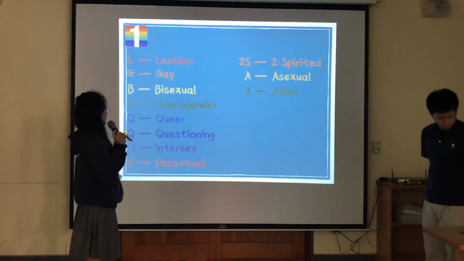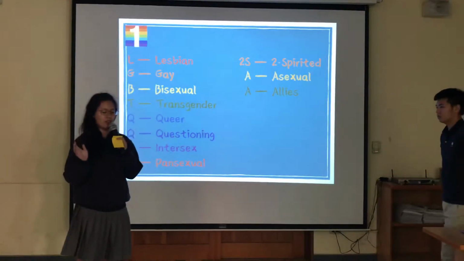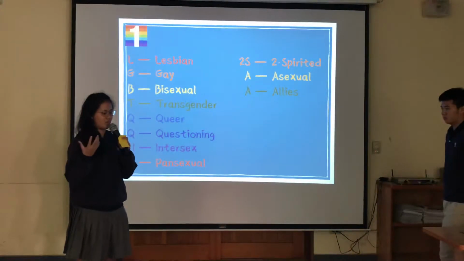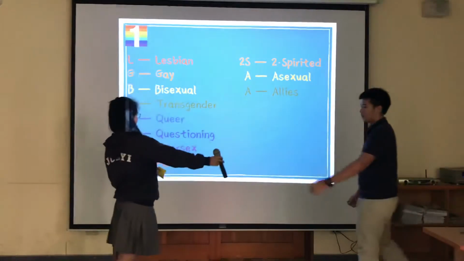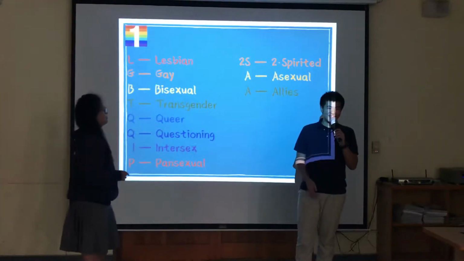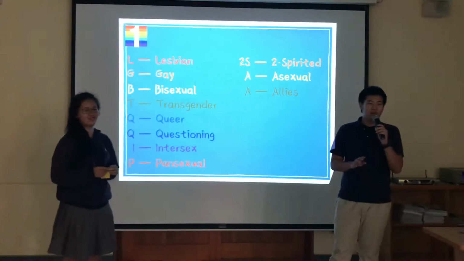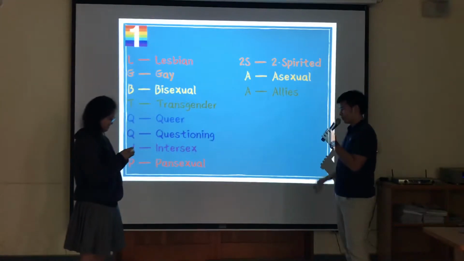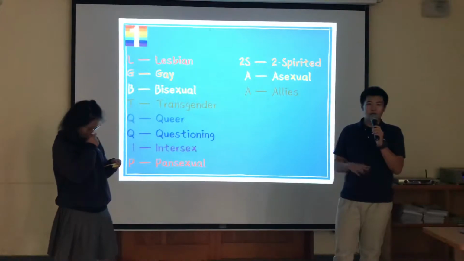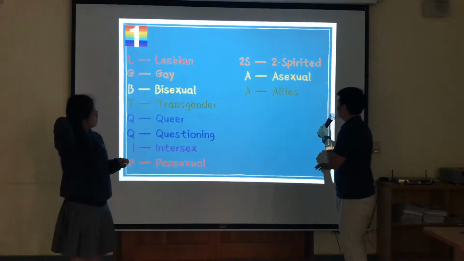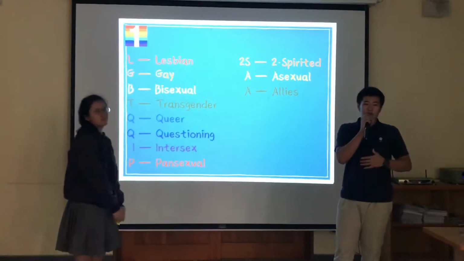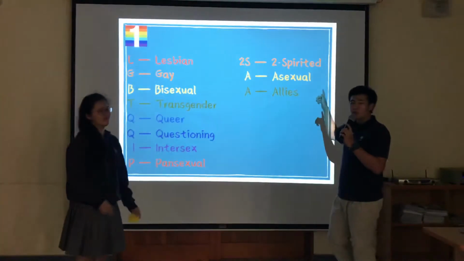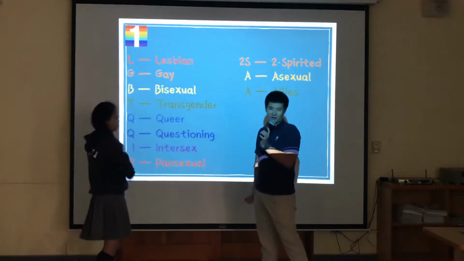And double Q means queer and questioning. It represents the person who has a wrong identity and has doubts about their physical sex and sexual orientation. And I represents intersex, which means a person who has both male and female reproductive organs. And the P represents pansexual, and this kind of people can love all kinds of human beings. And 2+ means two-spirited, and this kind of people have a male and female soul inside their body. And the 2+ can also mean all kinds of human beings.